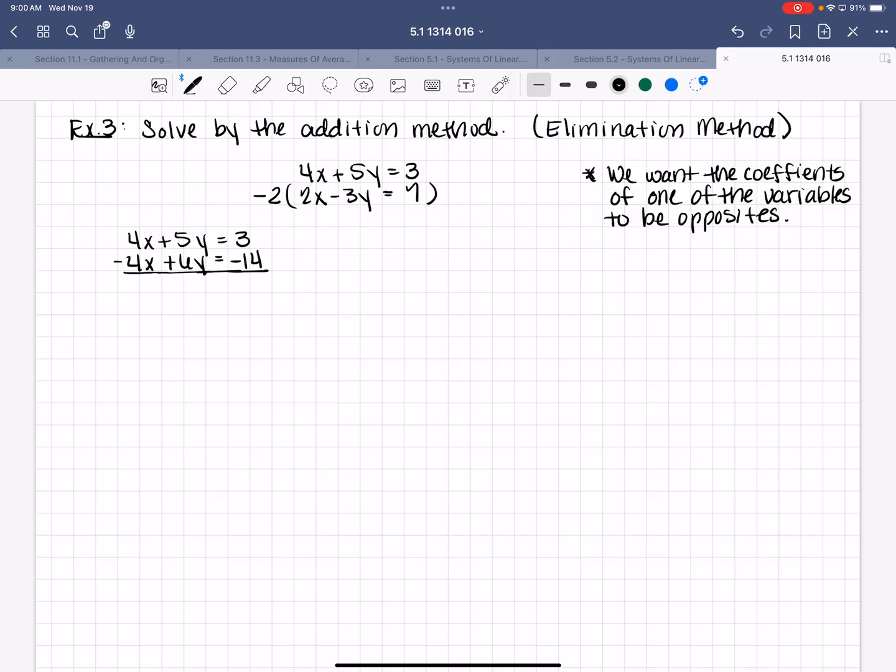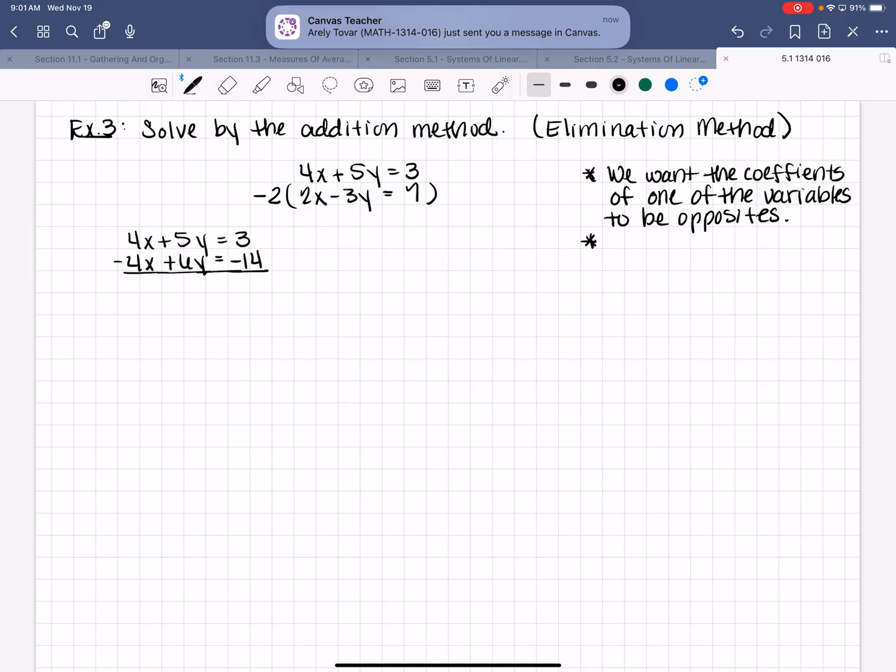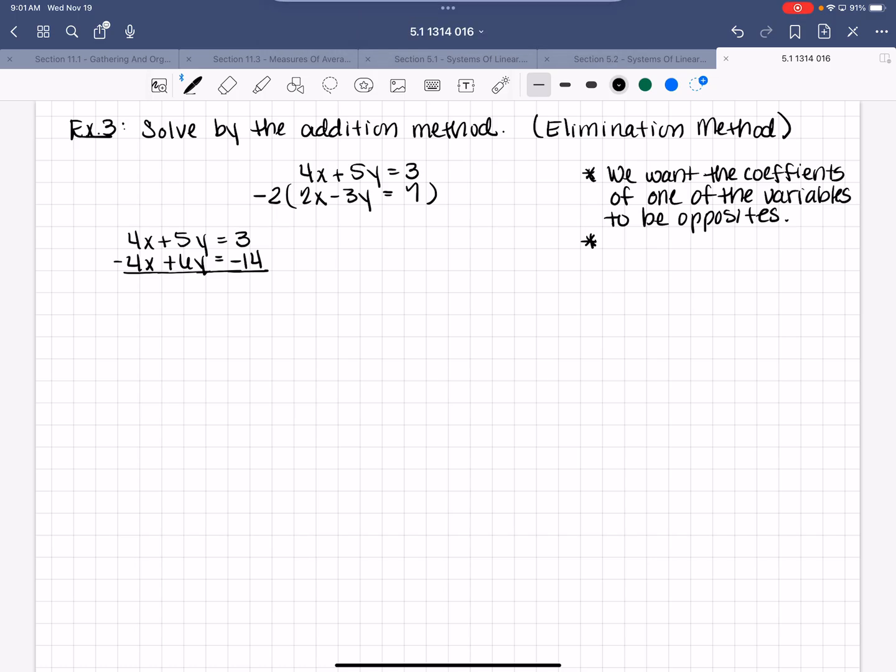Now, here's where they get the word, this is the addition method. They used to call it the elimination method because what am I doing? I'm eliminating the x values here, okay? So once we have the coefficients of one of the variables being opposite, I need to add them together, okay?